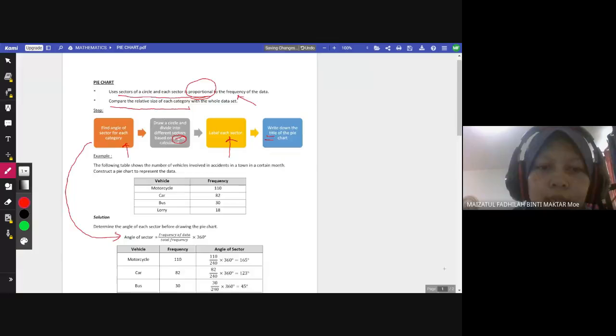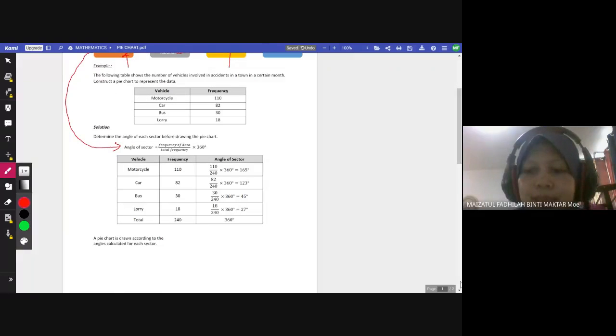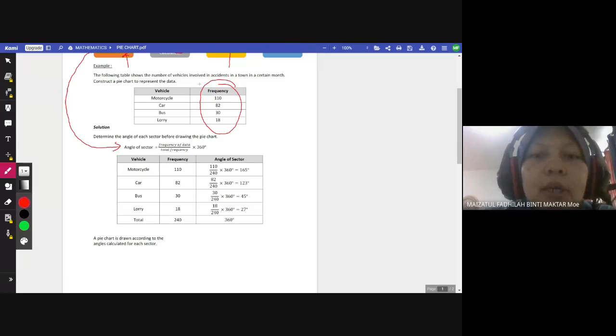Okay, we see this example. The following table shows the number of vehicles involved in accidents in a town in a certain month. Construct a pie chart to represent the data. So this is the value, the number of vehicles in accidents in a town, and this is the label that you need to use.